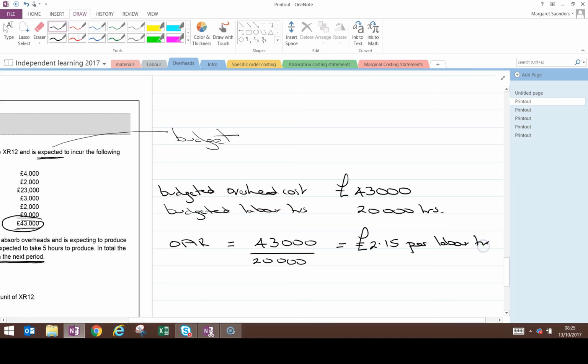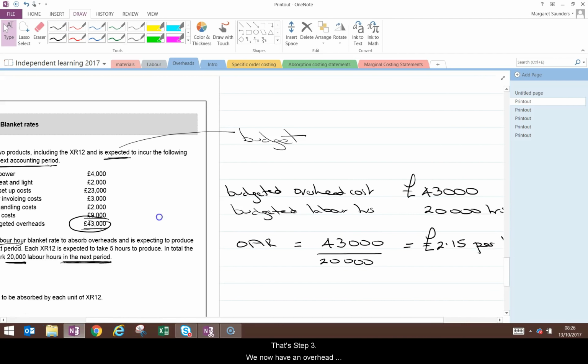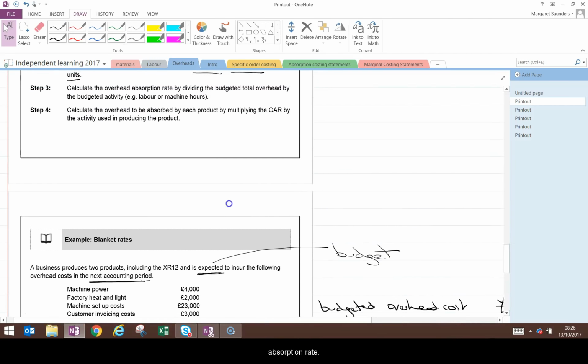hour. Very important that when you work out your overhead absorption rate that you do write per labour hour after it. The answer is not just £2.15, it is £2.15 per labour hour. If you were dividing by machine hours, then it would be £2.15 per machine hour. So that's step 3. We now have an overhead absorption rate.